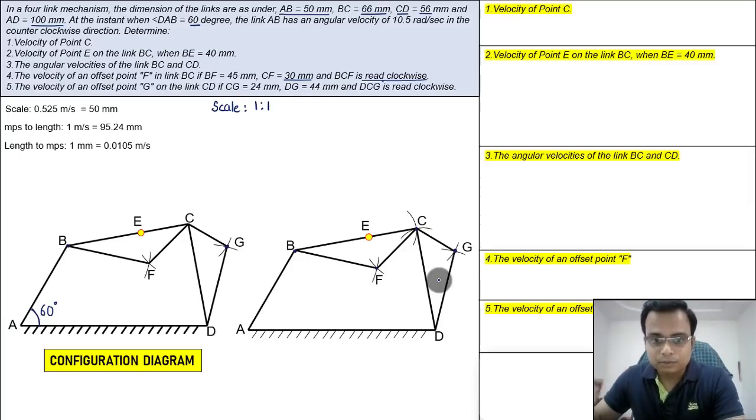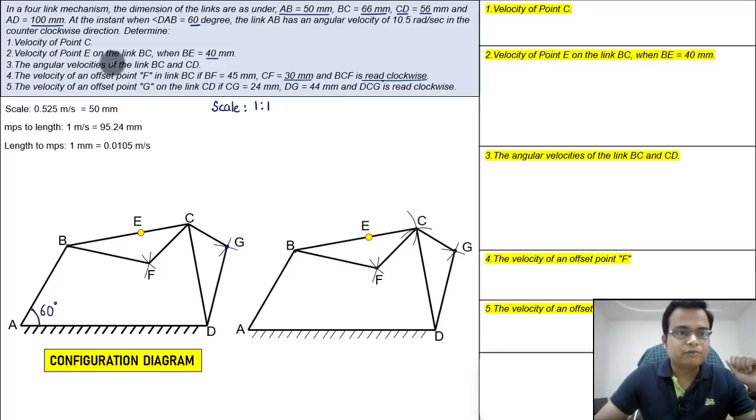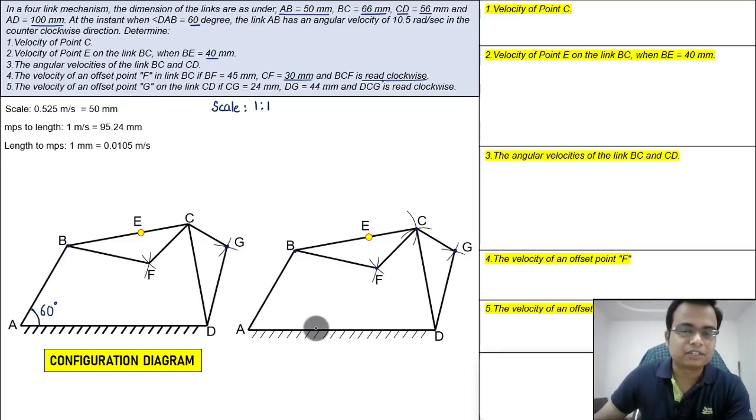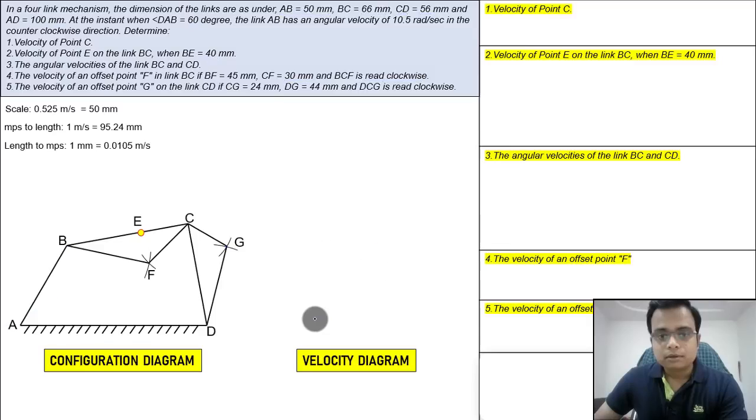Okay, and here we go. There is a point E also, right? Where is this point E? Well, point E is at a distance of 40. So what you can do is, from this point B, keep your scale 40 millimeters away, place a point, and that point is point E. What we have to do is find this point E's velocity with respect to this grounded or fixed link. Anyway, that is something we'll take up later, once the velocity diagram is over. Right now, let's go ahead.